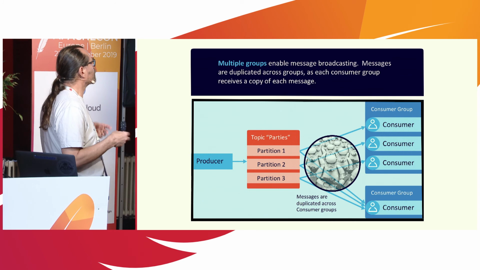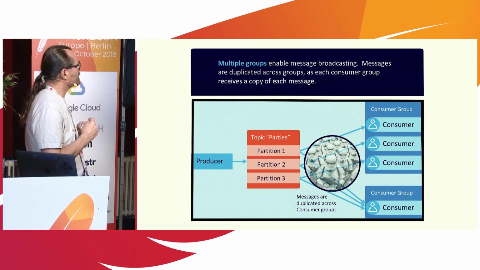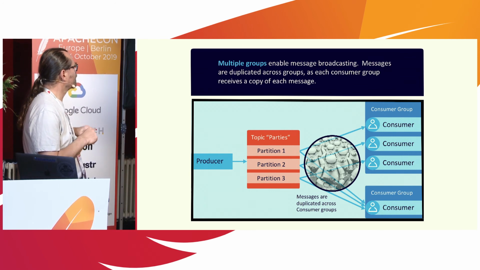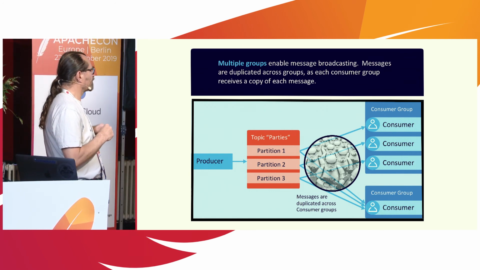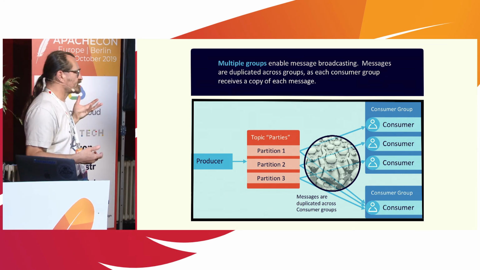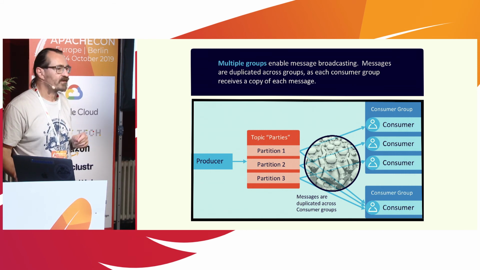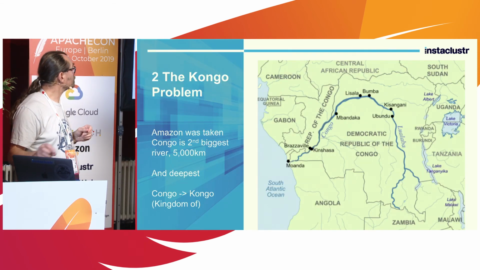On the other hand, multiple groups enable the message broadcasting. Messages are duplicated across groups as each consumer group receives a copy of each message. And in theory, you can have as many consumer groups as you like in order to satisfy the particular business case you've got. However, we'll see maybe there are some complications doing that later on.